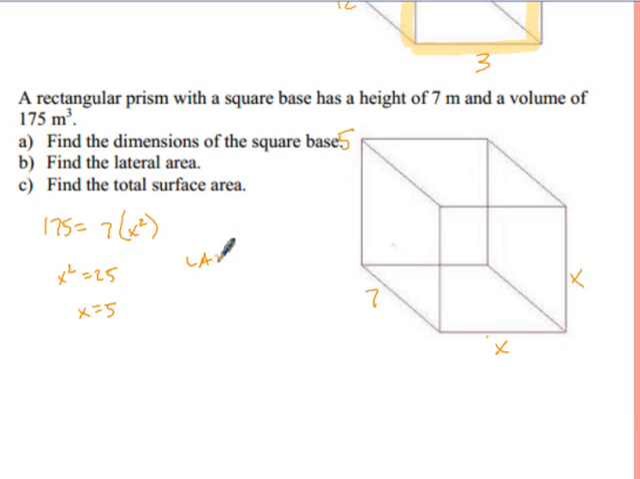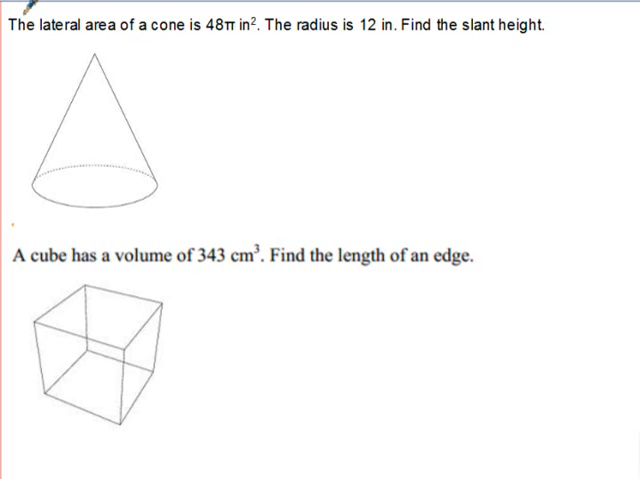Lateral area is height times perimeter. Well, that's 20 times 7, so that's 140. And then surface area equals HP plus 2B. So that is that lateral area, 140, plus 2 times 25, which is 50, so that's 190. Easy enough. We're rolling right through these.